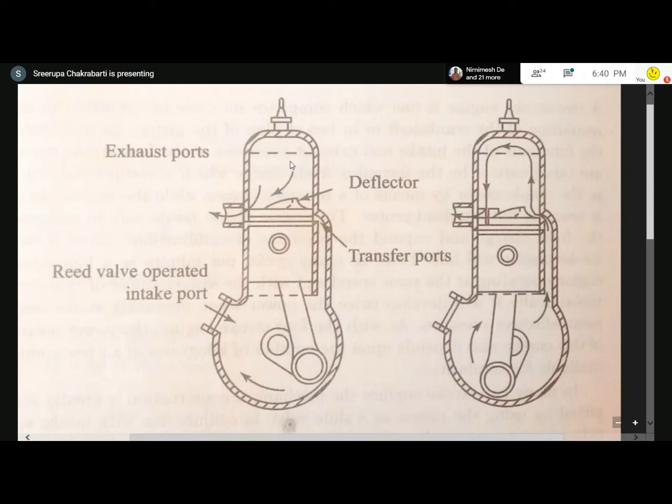And the second stroke corresponds to compression of the charge in the crankcase, combustion, power stroke, exhaust, and scavenging. Everything occurs in the other stroke. So this is a two-stroke operation.